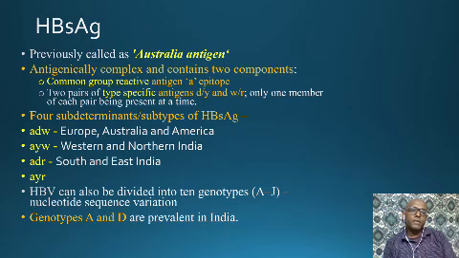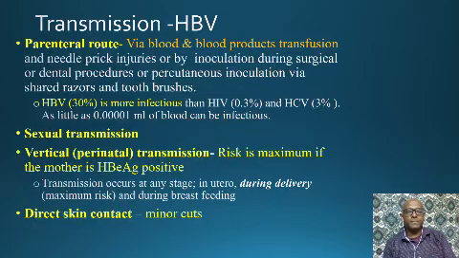HBsAg was previously known as Australia antigen, and it is antigenically complex, which contains two components, a group reactive component known as A epitope and a type specific antigen D, Y, or WR. 4 subdeterminants can be formed such as ADW, AYW, ADR, and AYR. There are 10 genotypes, among which A and D are prevalent in India.